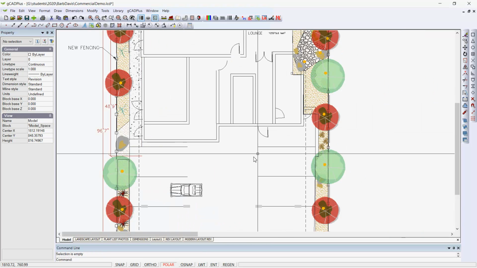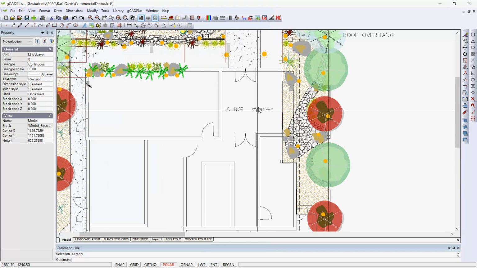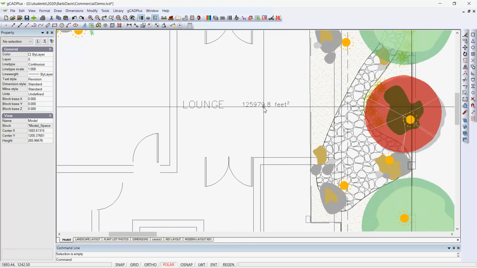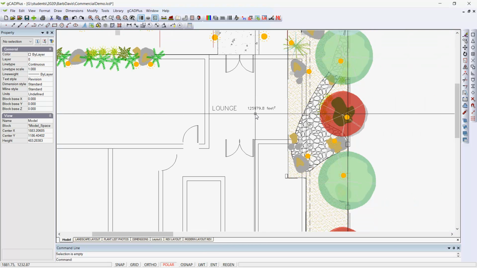Those sorts of problems can continue and have continued over here, where the area of the lounge is written as 125,000 square feet, which is clearly wrong. So there's a degree of problem here as far as units and size is concerned.